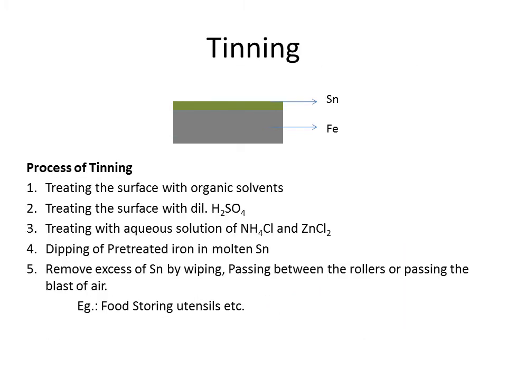Now we will see cathodic metal coating. In this case, the metal to be protected will be coated with a layer of another metal, and that coating metal will have a higher electrode potential value. So the base metal which you want to protect from corrosion will act as anode, and the coating metal will act as cathode.